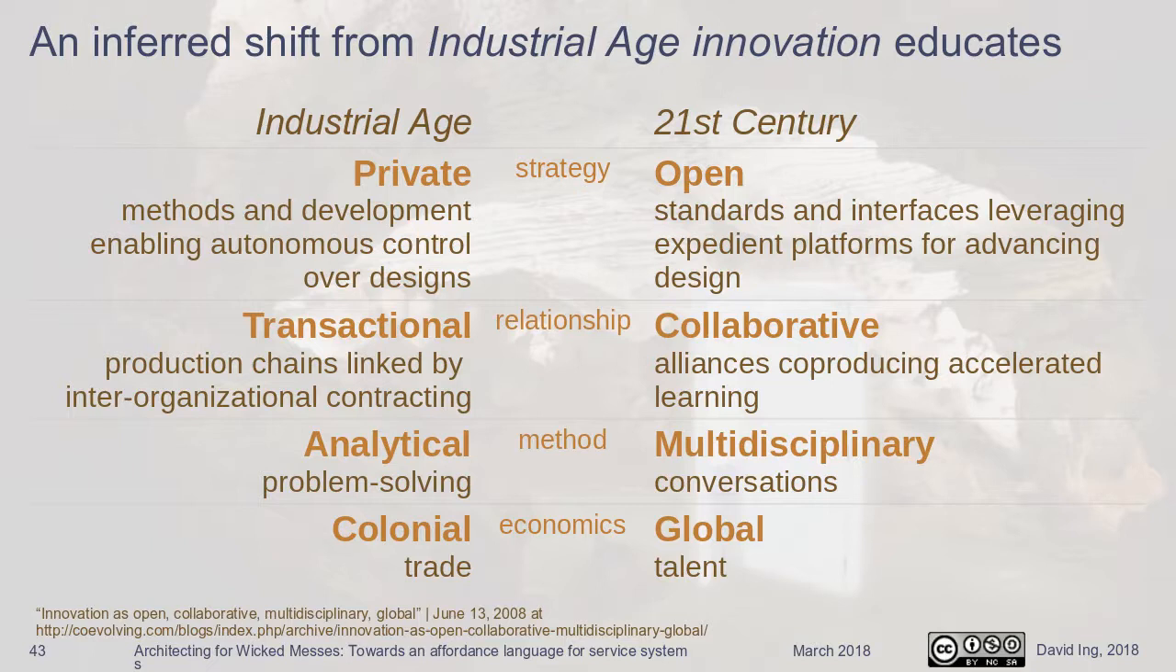Wow, pretty interesting. In the industrial age, the relationships are very much transactional, where you had a production chain. And when you say production chain, it's usually product flowing in one direction and you try to optimize that. Whereas collaborative means now you have alliances co-producing accelerated learning. What's important is the learning, not so much the product. You're having collaboration and it's not clear who's doing what.